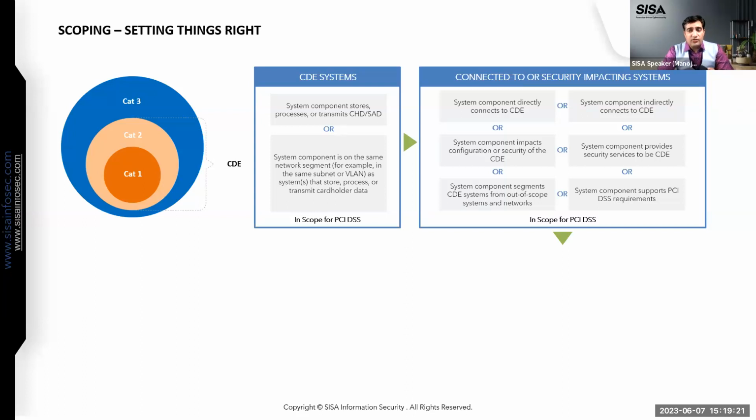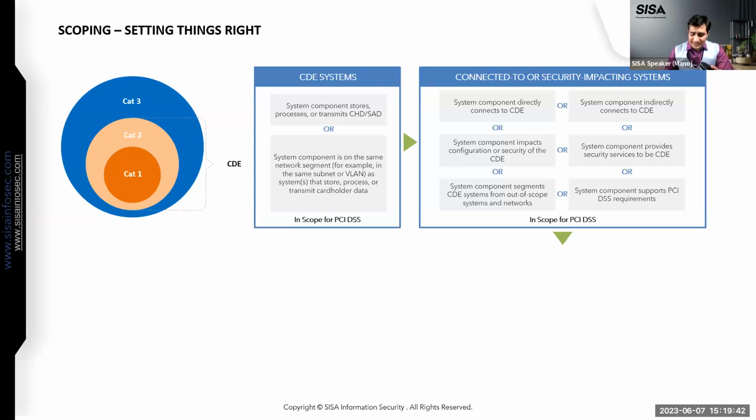On the right hand side, you can see some additional scopes. You can put up these criteria one by one with the OR statement, and any system which meets any of these requirements will fall under your cardholder data environment. Now, how do you go and segregate your systems which are not under your cardholder data environment?